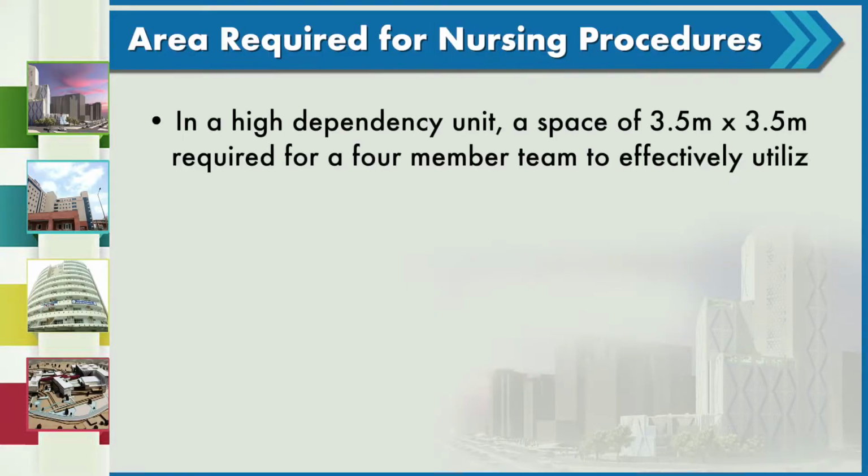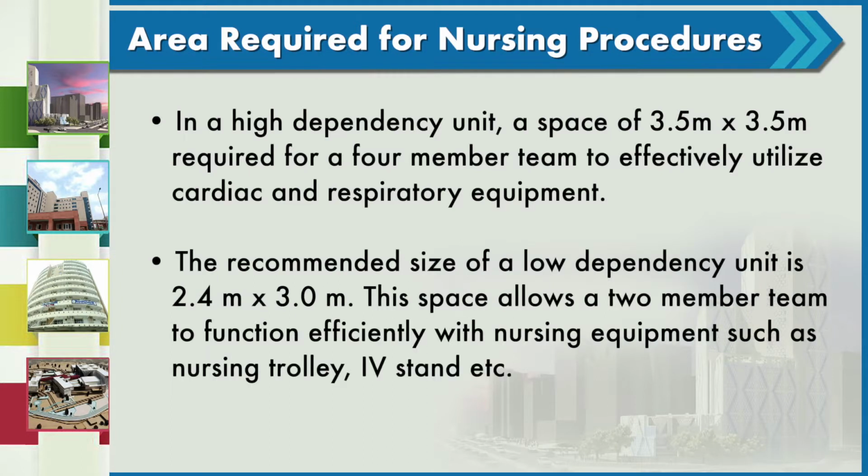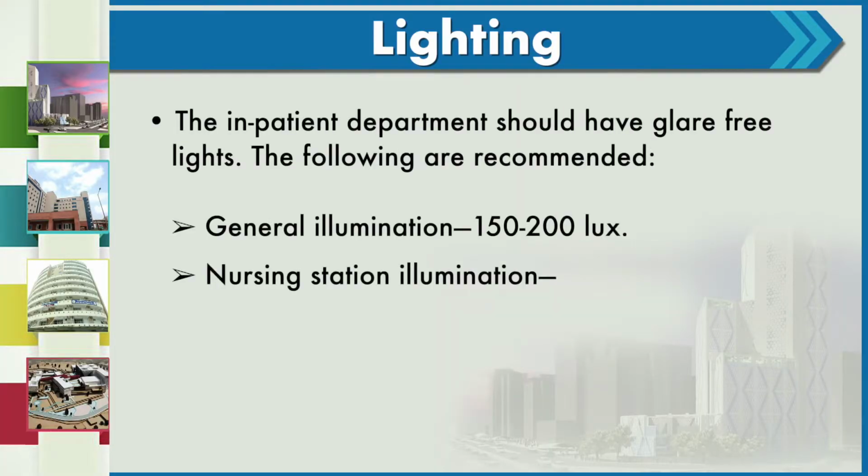Area required for nursing procedures. In a high dependency unit, a space of 3.5 by 3.5 meters is required for 4 members of the team to effectively utilize cardiac and respiratory equipment. The recommended size of a low dependency unit is 2.4 meters by 3 meters. This space allows a 2-member team to function effectively with the nursing equipment such as the nursing trolley, the IV stands, etc. Lighting. The inpatient department should have glare-free lights.